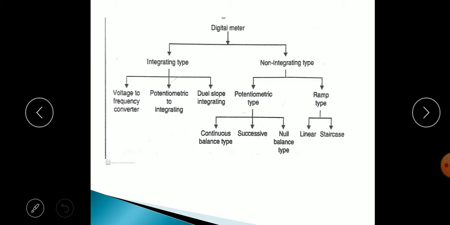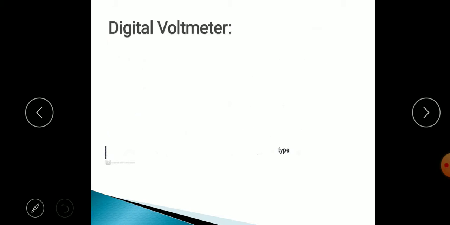Potentiometric type is further divided into three subtypes, which are continuous balance type, successive approximation, and null balance type. Ramp type is further divided into two types: linear and staircase. Further, we will see the digital voltmeters.